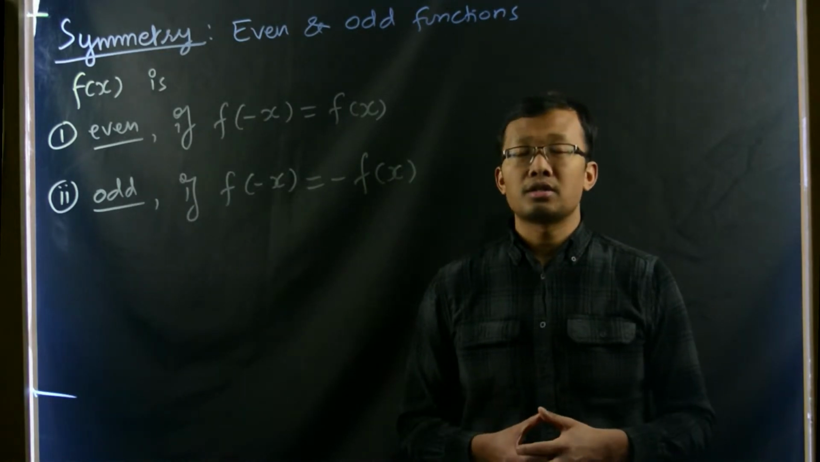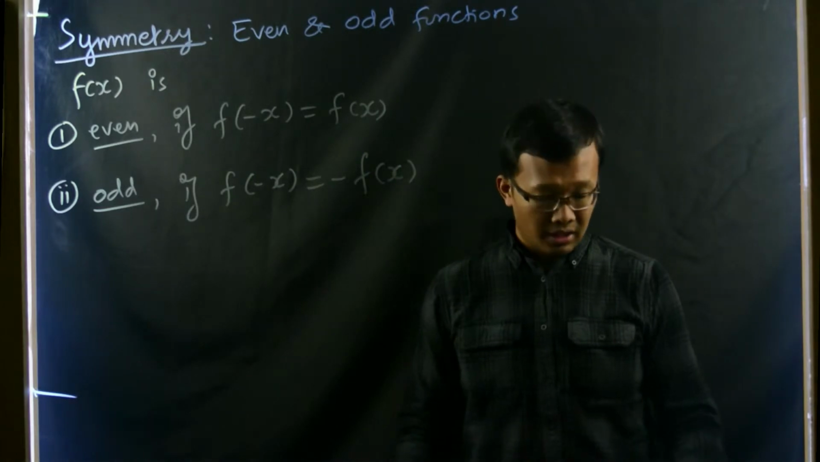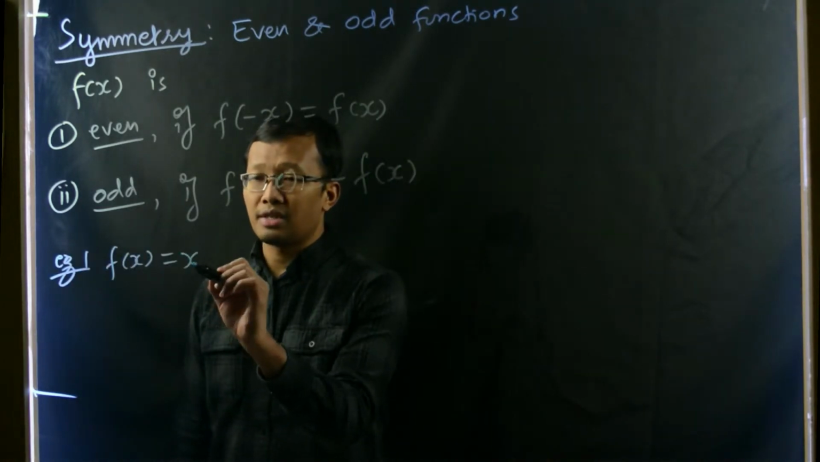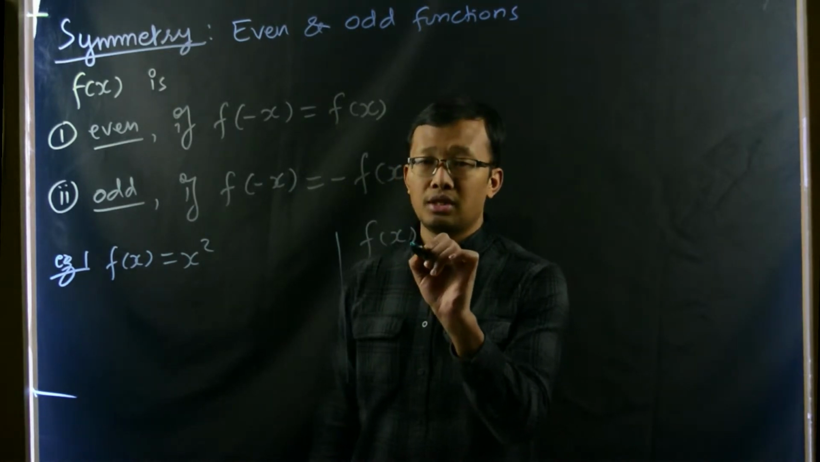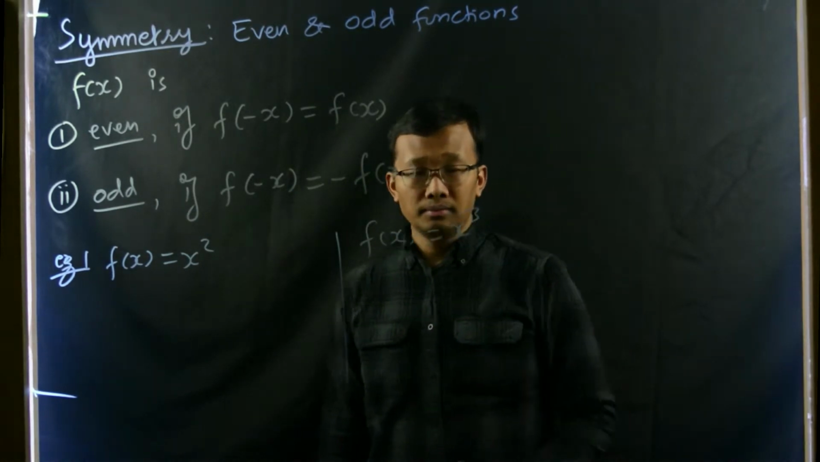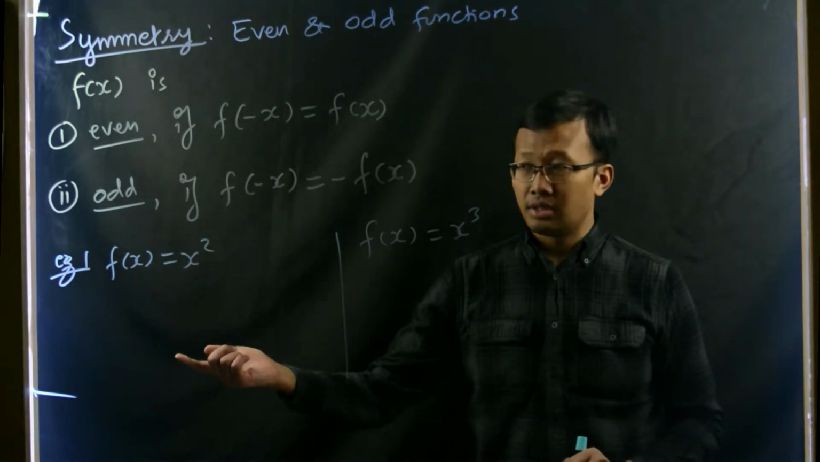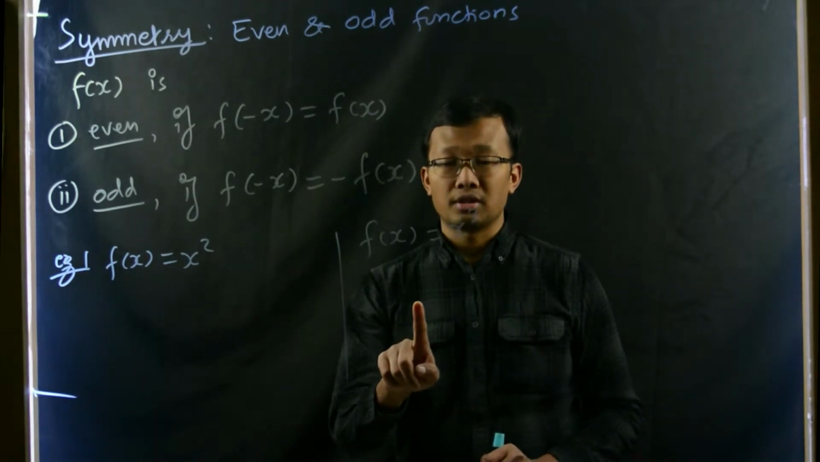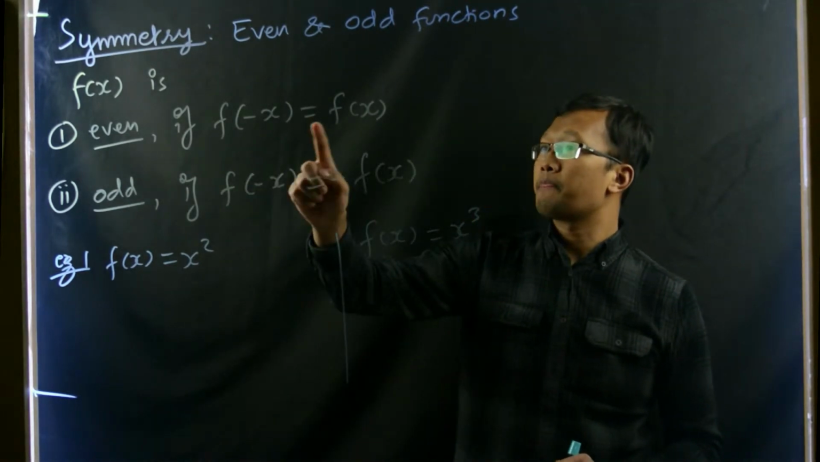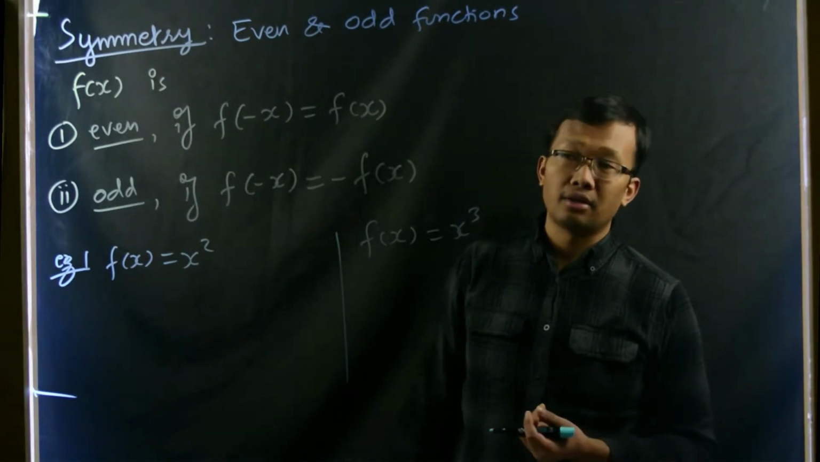For power functions, to figure out which function is even and odd, it's very easy. Let's suppose f of x equals x square, and suppose another example, f of x equals x cube. Then clearly this function is an even function, it has an even power, and its power is odd, so this is an odd function. But by the definition, we will try to realize whether they are even and odd functions or not.